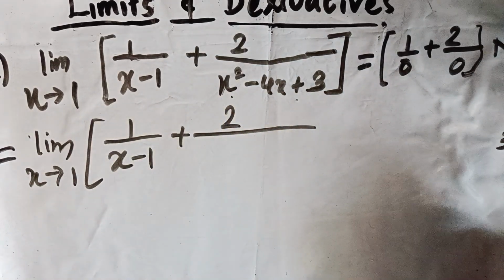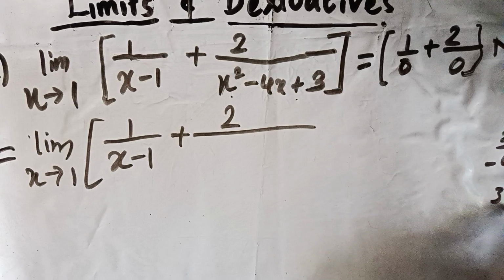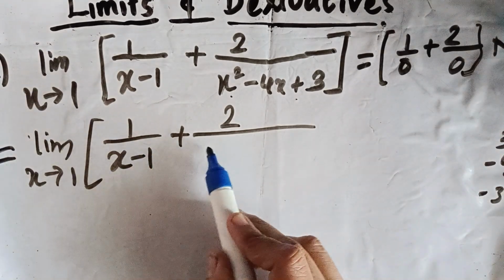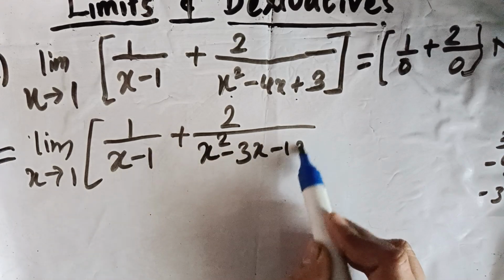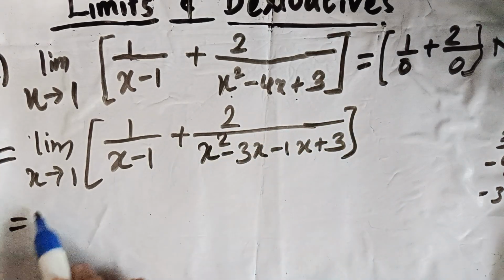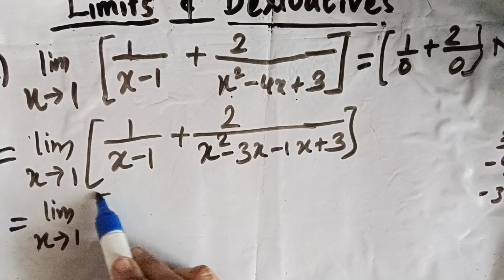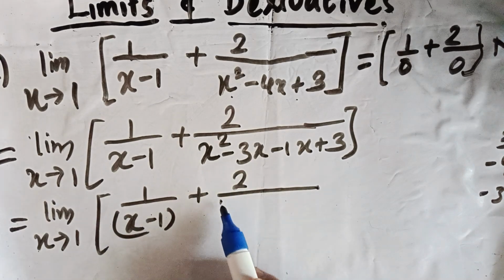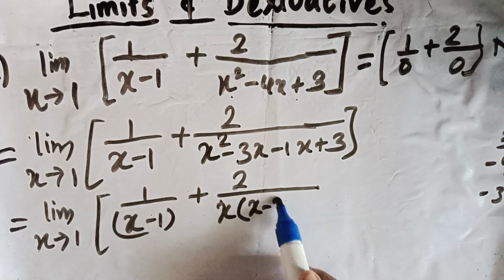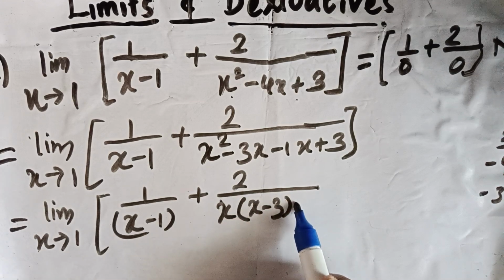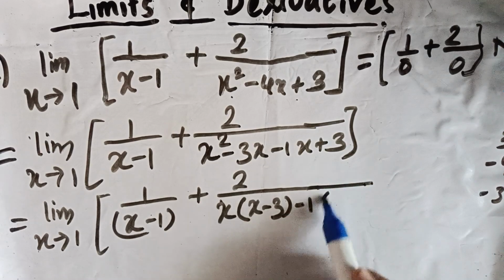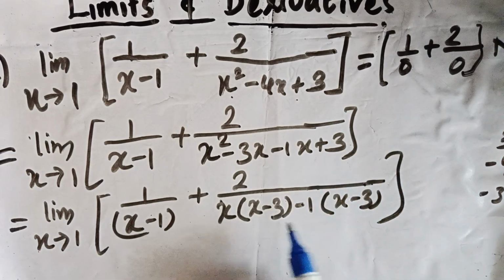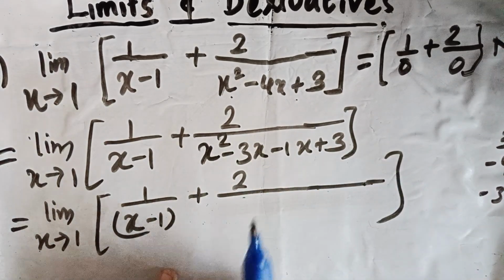So factorize 3 minus 4. So we'll get 3 ones are 3. Sign of the minus, 3 minus 1. So x square minus 3x minus 1x plus 3. x minus 3, minus 1, x minus 3. So x minus 1 and x minus 3.